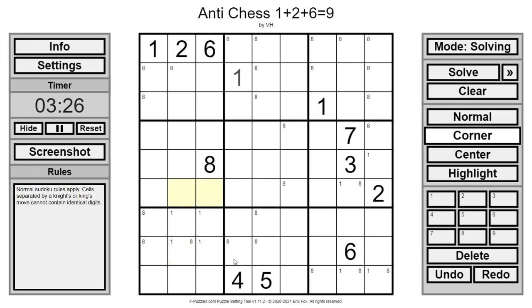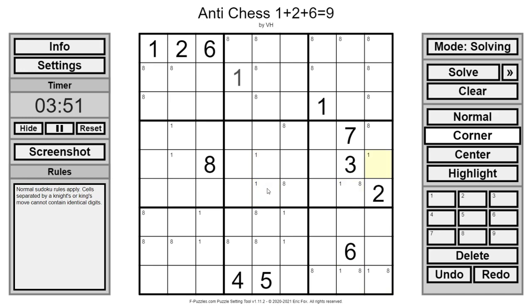And now 1s can't be here because they would eliminate all the 1s in that little square. And a 1 can't be there because of anti-knight. Now 1s can't be there anymore. And now 1s can't be here because they would eliminate both. So 1s must be there or there. And they can't be down there because of the pencil marks.